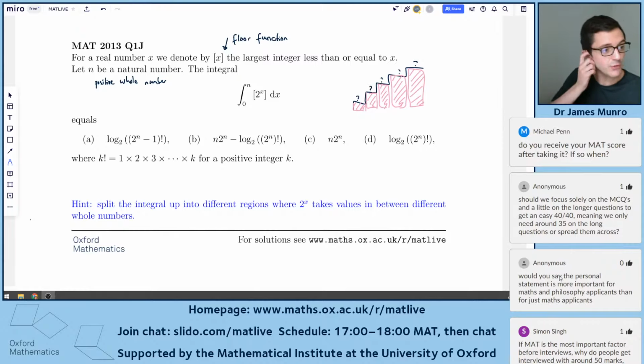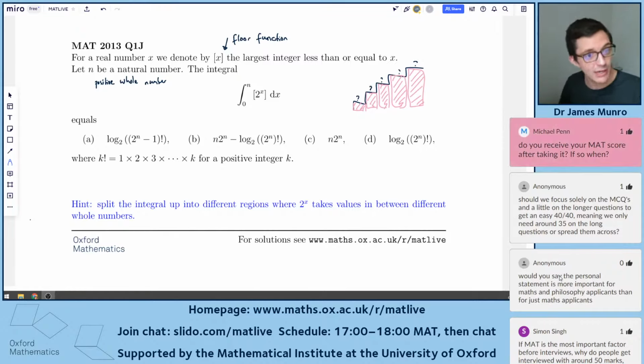Michael, so if you're an Oxford applicant, if you applied to Oxford, you get an automatic email in January after the MAT, after all the decisions have been made. At the end of the admissions round, you get an automatic email from the University of Oxford with your MAT score.